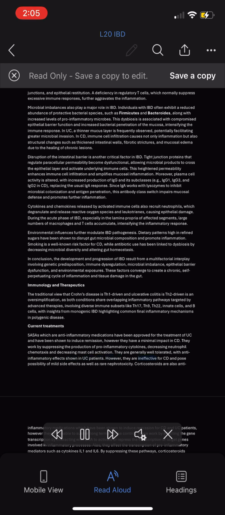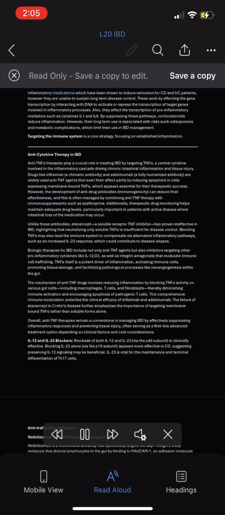However, they are ineffective for CD and pose the possibility of mild side effects as well as rare nephrotoxicity. Corticosteroids are also anti-inflammatory medications which have been shown to induce remission for CD and UC patients, however they are unable to sustain long-term disease control.